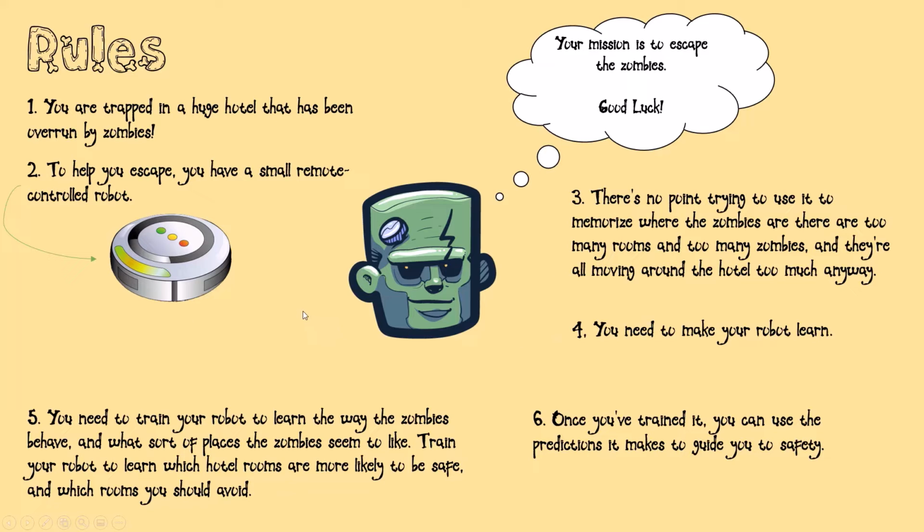There is no point trying to use it to memorize where the zombies are. There are too many rooms and too many zombies. And they are all moving around the hotel too much anyway. So you need to make your robot learn. You need to train your robot to learn the way the zombies behave and what sort of places the zombies seem to like. Train your robot to learn which hotel rooms are more likely to be safe and which rooms you should avoid. Once you have trained it, you can use the predictions it makes to guide you to safety.